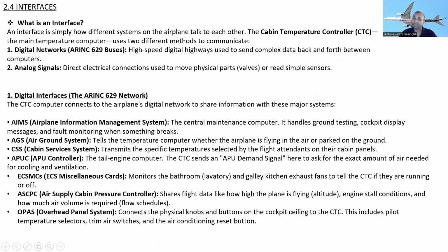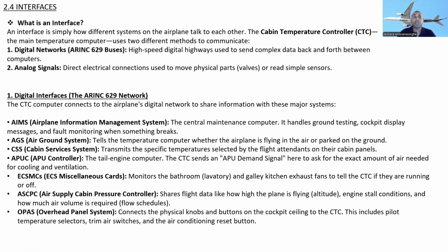What is an interface? An interface is simply how different systems of the airplane talk to each other. The cabin temperature controller, the main temperature computer, uses two different methods to communicate. The first one is the digital network. They use ARINC 629 buses. It means high-speed digital highways used to send complex data back and forth between computers.